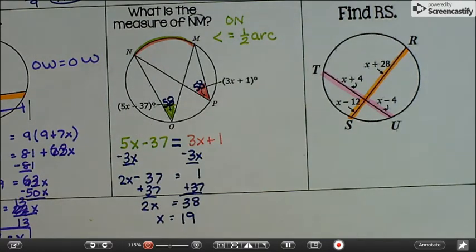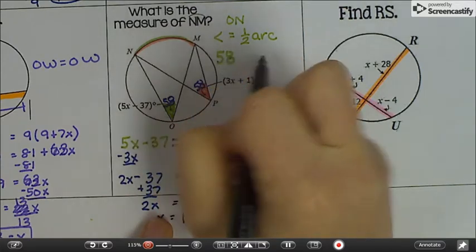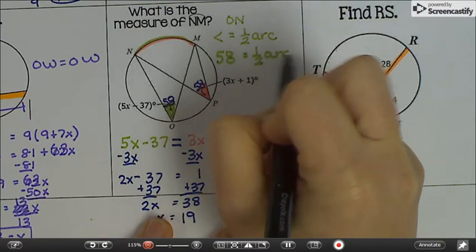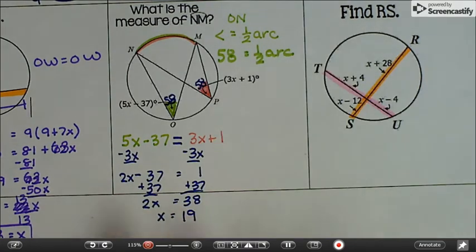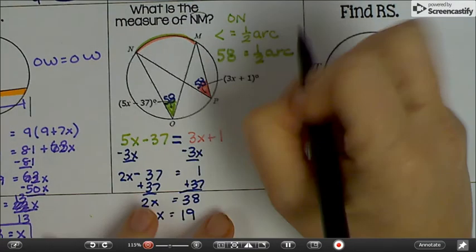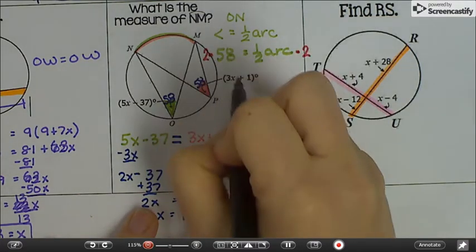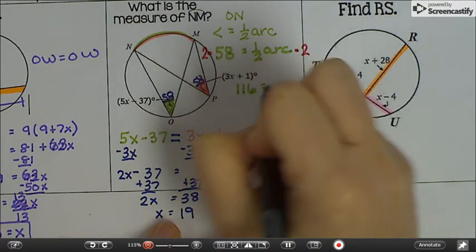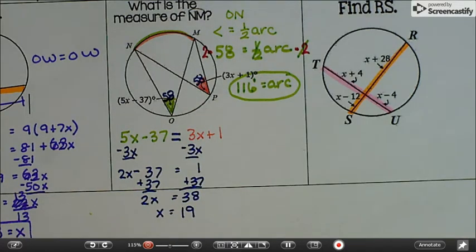Now we know that the angle is 58 degrees. So we can put 58 degrees equals 1/2 of the arc. I'm just going to write arc actually. Arc MN. How do we get rid of this fraction? Do you remember? We multiply both sides by the denominator, which is 2. So 2 times 58 is 116. And that equals the arc. So that's the answer to the problem, that the arc is 116 degrees.